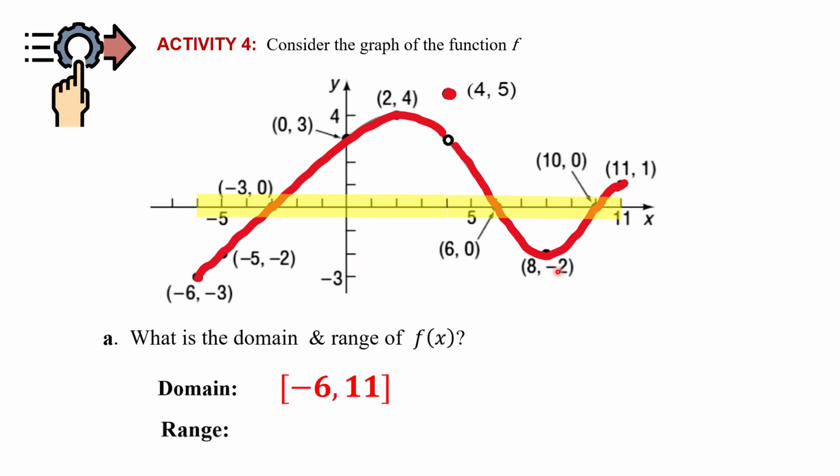In finding for the range, you will look at the vertical part, from the lowest part of the graph to the highest part of it. The range are all the values of y on the graph. So the range is from -3 up to +4, joining the value of y, which is only equal to 5.